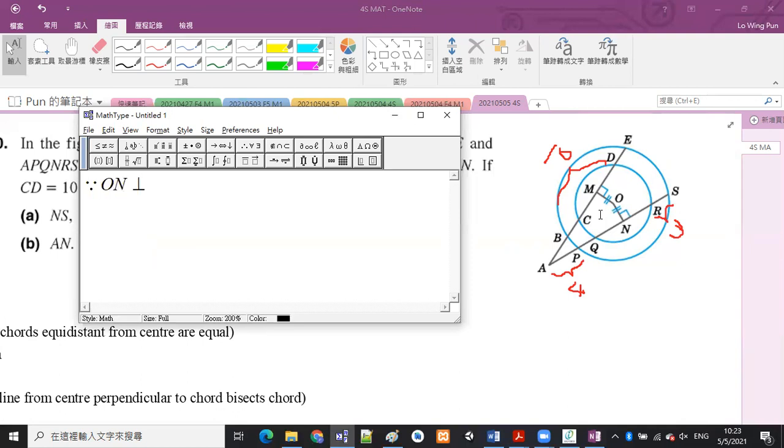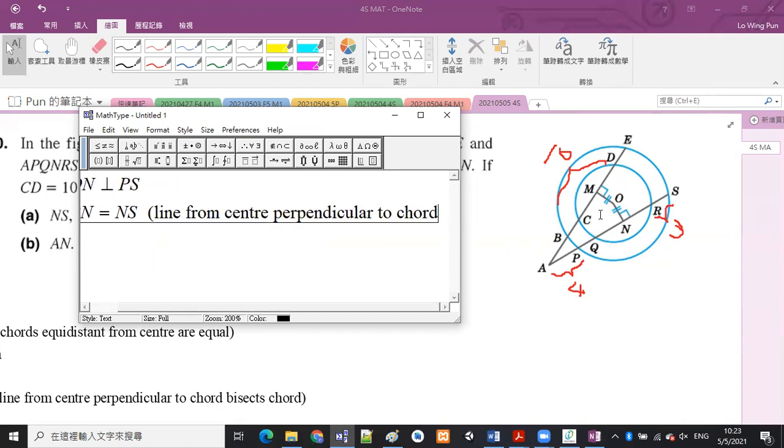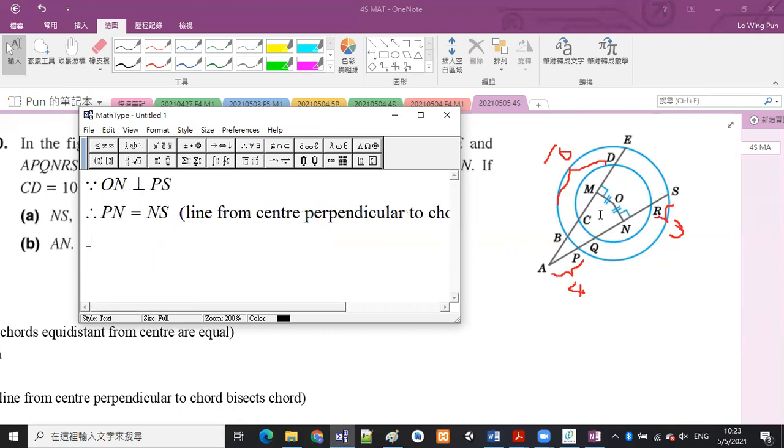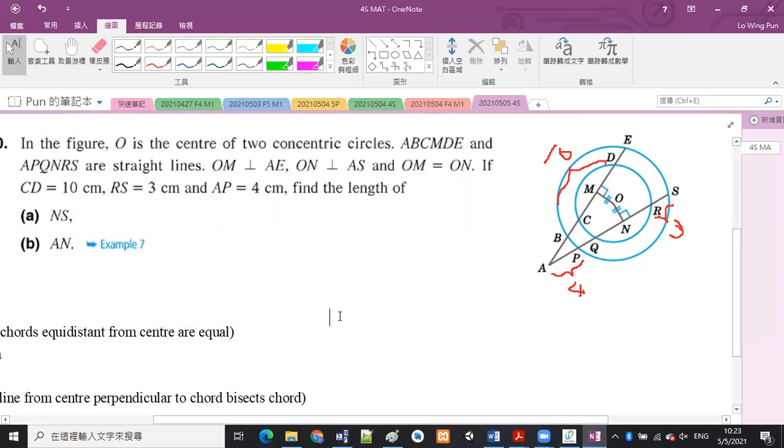is perpendicular to PS, the chord PS. Therefore, we can say that PN is equal to NS. Okay, this is also a line from center perpendicular to chord, bisects chord. Okay, and then they are both equal to 頭先係幾多嚟㗎？頭先係8嚟㗎，8 cm. Okay, so PN is also equal to 8 cm. So let me paste it here first.